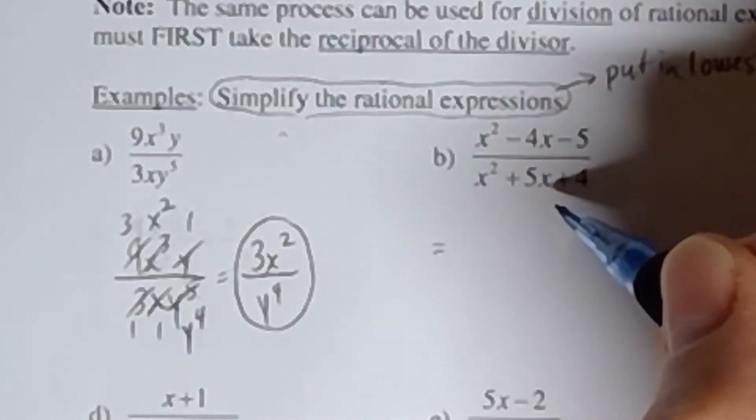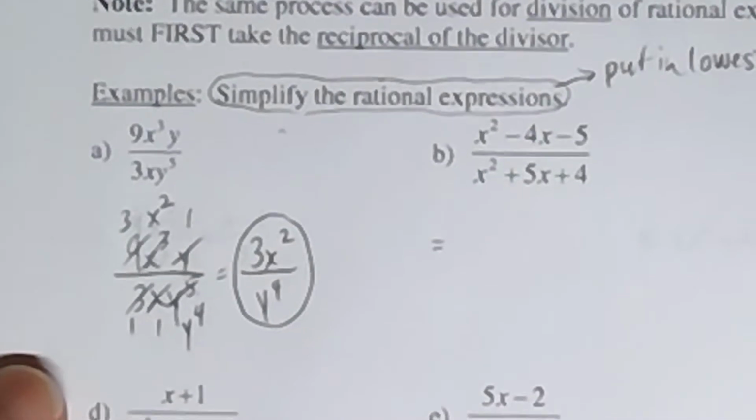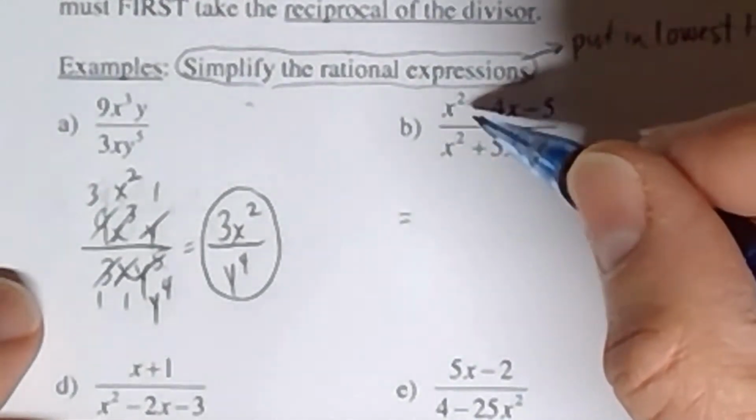When you have more than one term in either the top or the bottom, or in this case, both places, you must factor the top and the bottom first before you even think about canceling. Otherwise, you'll definitely be canceling the wrong thing. Okay, no doubt about that. So we need to factor these things.